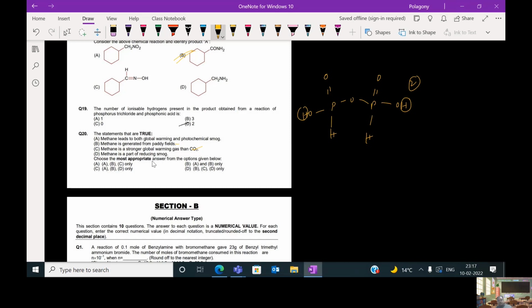So which options are correct? The most appropriate one: methane is generated from paddy fields, and methane leads to global warming. So among the options A, B, C, the most appropriate answer is A. Okay, and the next.